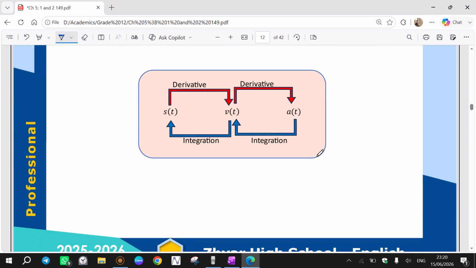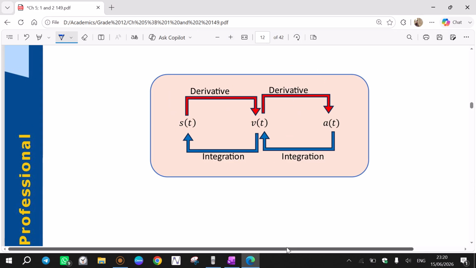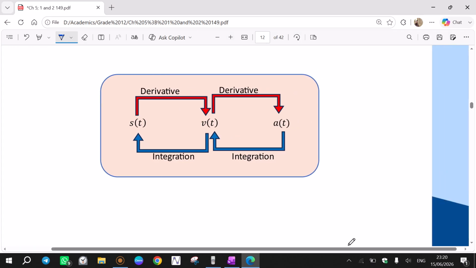Now we have some relation between s of t, v of t, and acceleration, which we had in chapter 3, section 4. We used to take the derivative of s of t, which is the position function, to get velocity, and then take the derivative of velocity to get acceleration. This time, since we studied integration, we can just go back. I can take the integral of acceleration and go back to velocity, take the integral of velocity, and go back to the position function s of t. Let's look at this example.